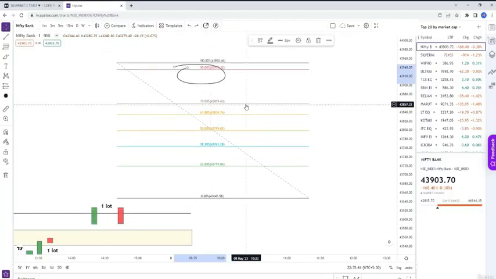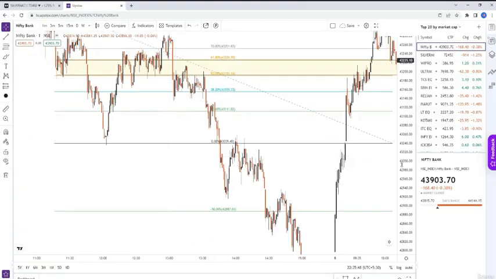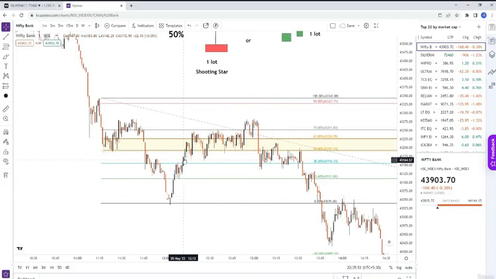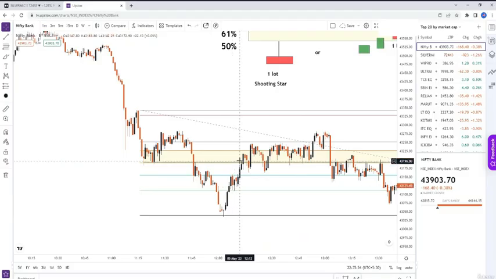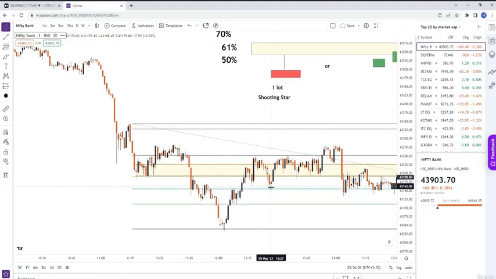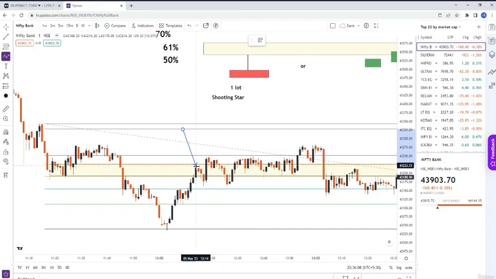Same example I have taken here at this point. So this is a zone, the market came here. As soon as it makes the first interaction, the first time it goes there, it should make a shooting star, a red color, bearish shooting star. There is no bearish shooting star, so one lot I will enter on this first red color candle.